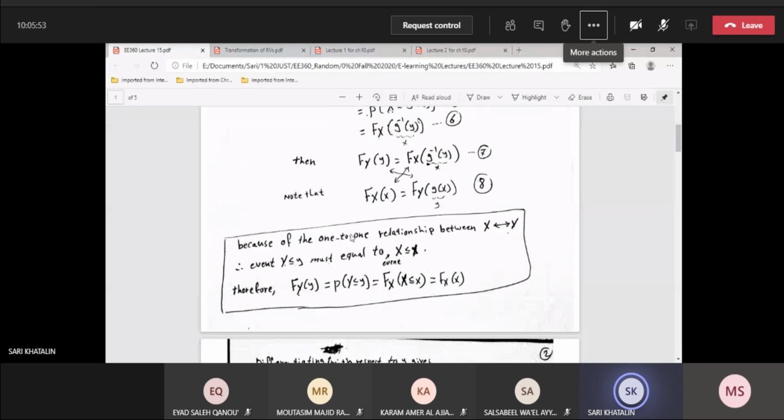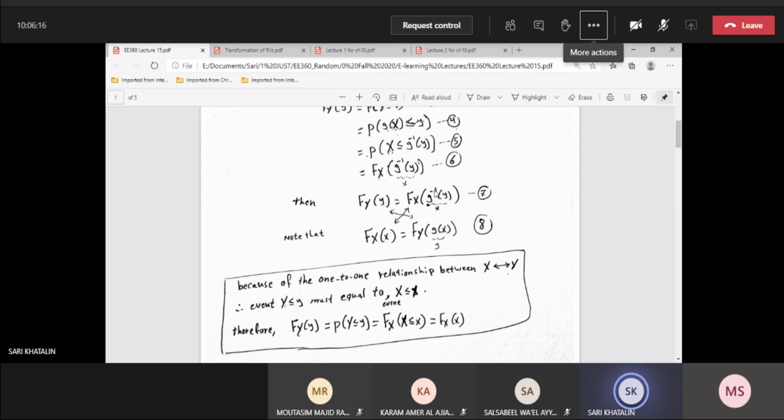So really, the reason why we're doing all this is because there's a one-to-one relationship. And if this is the case, then it means that the event Y less than or equal to small y must be equal to the event X less than or equal to small x, which means the CDF of y would have to be equal to the CDF of x. So that's why we managed to use this.